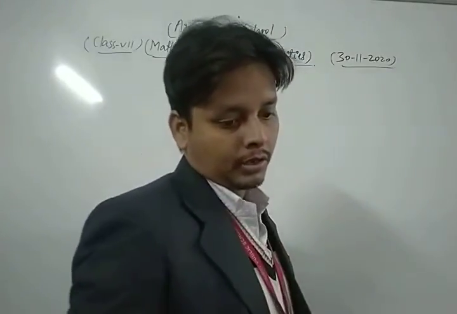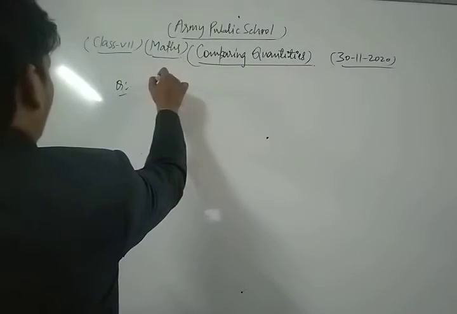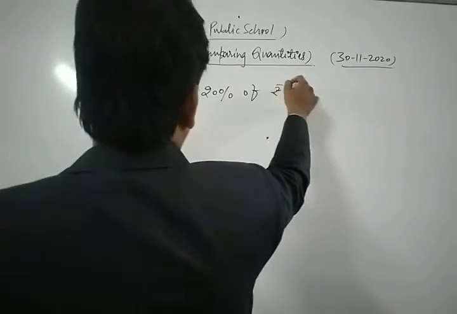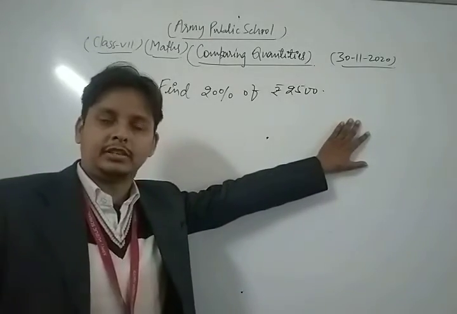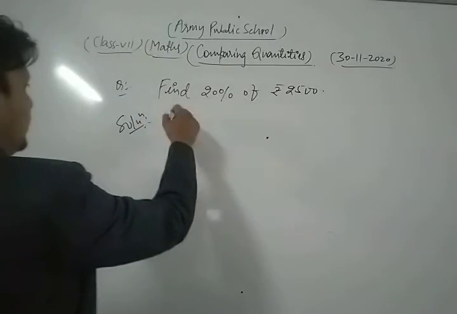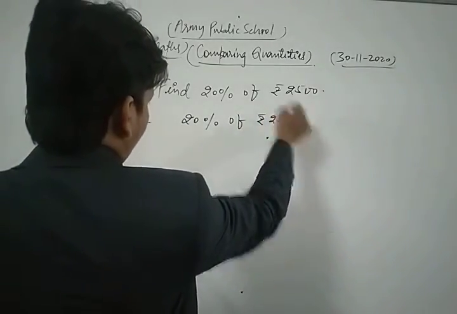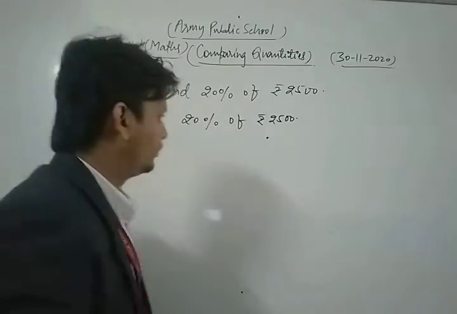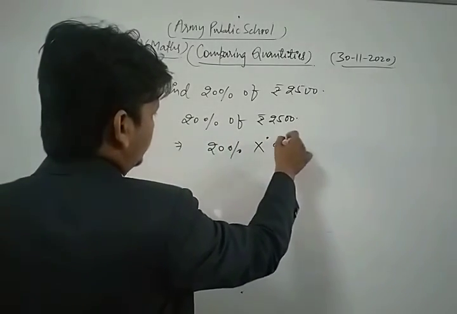Your question is find 20% of rupees 2500. Okay, this is the question here. Now we take and solve this question. Let's see. We find 20% of rupees 2500. The meaning of 'of' is multiply. So we can write, dear students, 20% multiplied by rupees 2500.